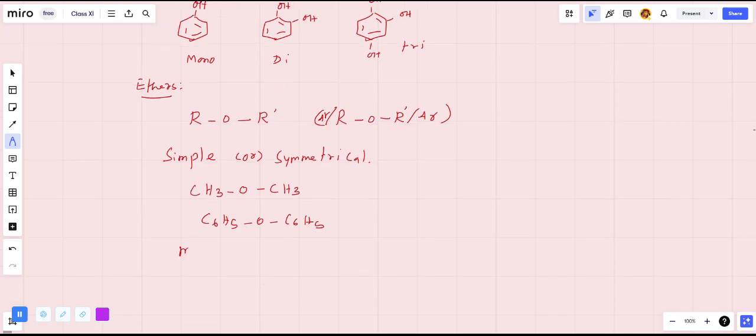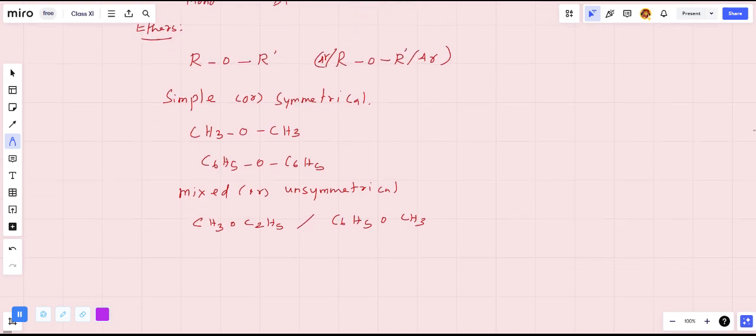If it is mixed or unsymmetrical, the two groups are different. For example, it may be CH3OC2H5, which is a mixed or unsymmetrical ether, or C6H5OCH3. It may be mixed with two different alkyl groups, or with an alkyl and an aryl group. So this is unsymmetrical ethers. Okay, so this is all about ethers. We'll see one by one.